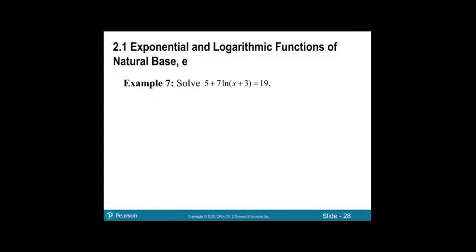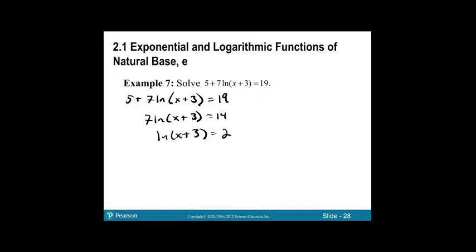We're asked to solve. Okay, let's solve this. Let me start by getting a copy of the original. We have 5 plus 7 times the natural log of x plus 3 equals 19. So we could subtract 5 on both sides. We'll get 7 natural log of x plus 3 equals, what is that, 14? Divide both sides by 7. Natural log of x plus 3 equals 2.